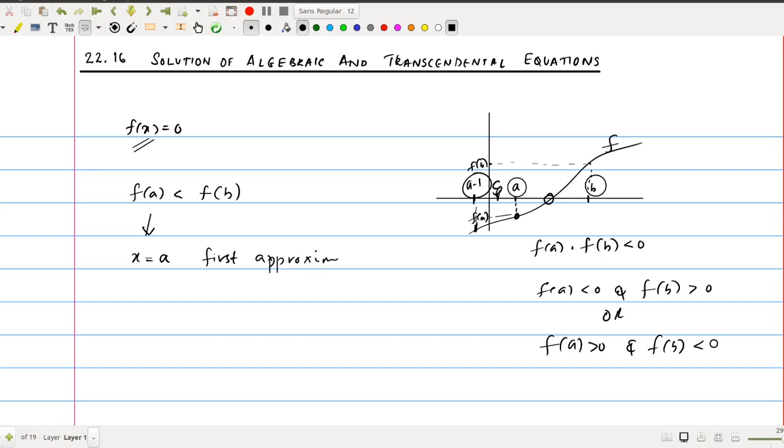We are going to discuss the numerical methods. Of course these are approximate methods. We will get the roots approximately, not necessarily the exact one. In the next sessions onwards, that is 22.16a, 22.16b and so on, we will discuss different numerical methods of solving algebraic and transcendental equations.